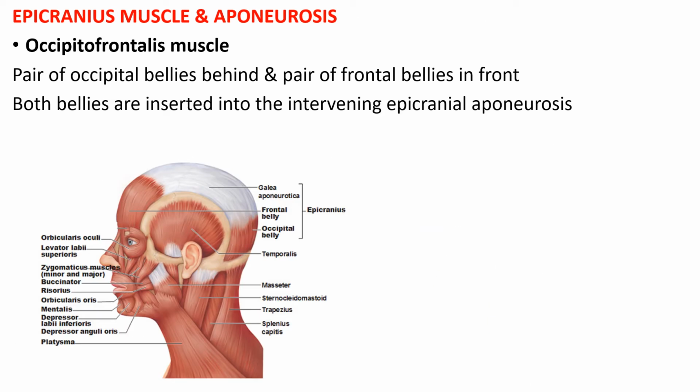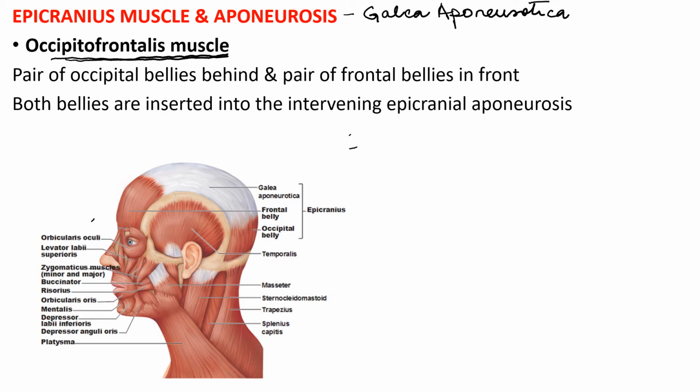Now let's go to the third layer. The third layer is the aponeurotic layer, what we have been talking about till now, the aponeurosis. This aponeurosis is also known as galea aponeurotica. But whose aponeurosis is this? It is the aponeurosis of a muscle of the scalp, the occipitofrontalis muscle.